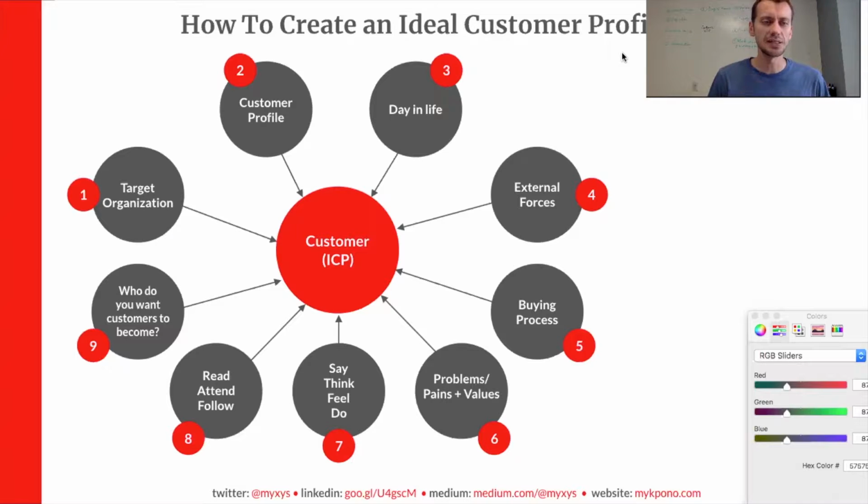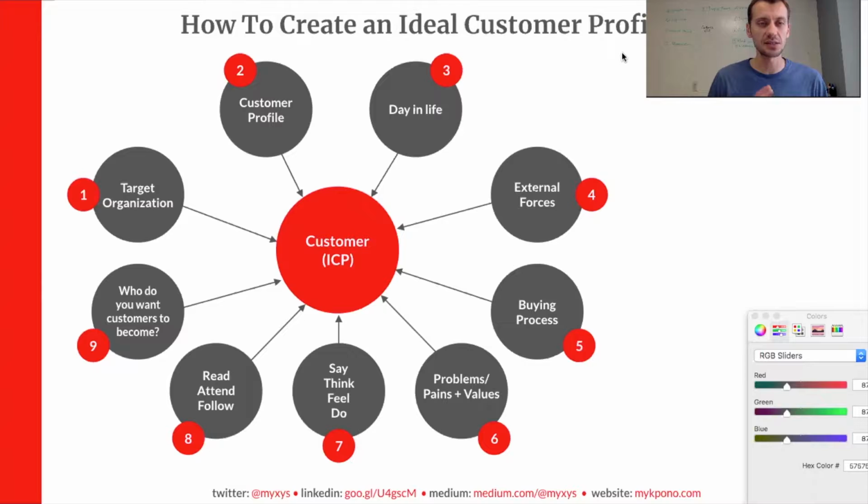First, identify the target organization, because a VP of marketing in a small organization has a different role than a VP of marketing in a large organization. Those VPs of marketing may have the same psychographics, the same attitudes and beliefs, but the organization and size of the organization matter. So that's step number 1.